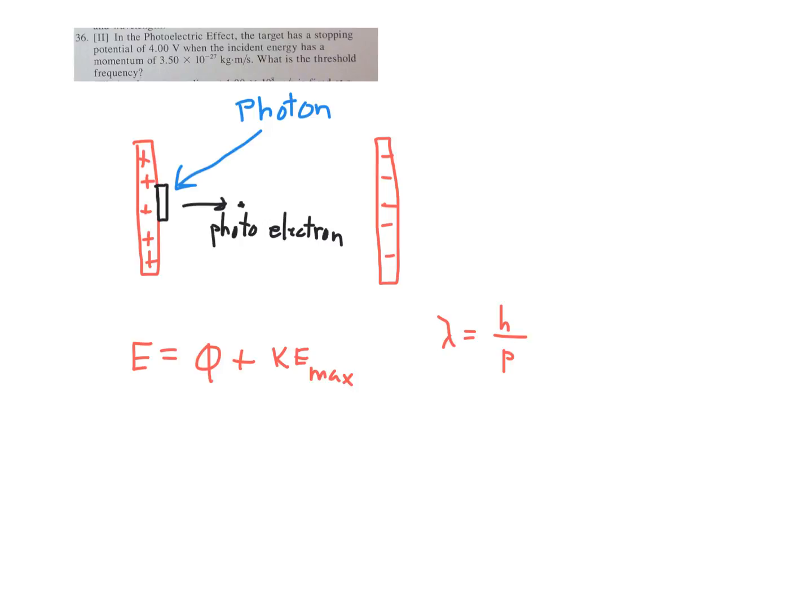Day 47, page 1070, problem 36. All right, here's a nice problem. Ties a lot of things together. I have a little diagram here.